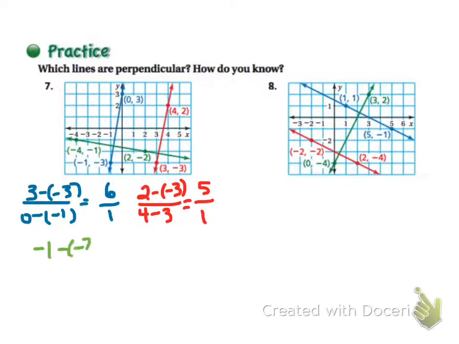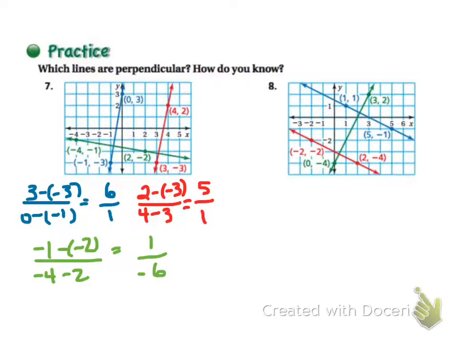And finally, the green, we have negative 1 minus negative 2 over negative 4 minus 2, let me get that right. So we have negative 1 plus 2, which would be 1, and then negative 4 minus 2, which is negative 4 plus negative 2, which is negative 6. So in this case, the blue line and the green line are perpendicular. They are negative reciprocals of each other.